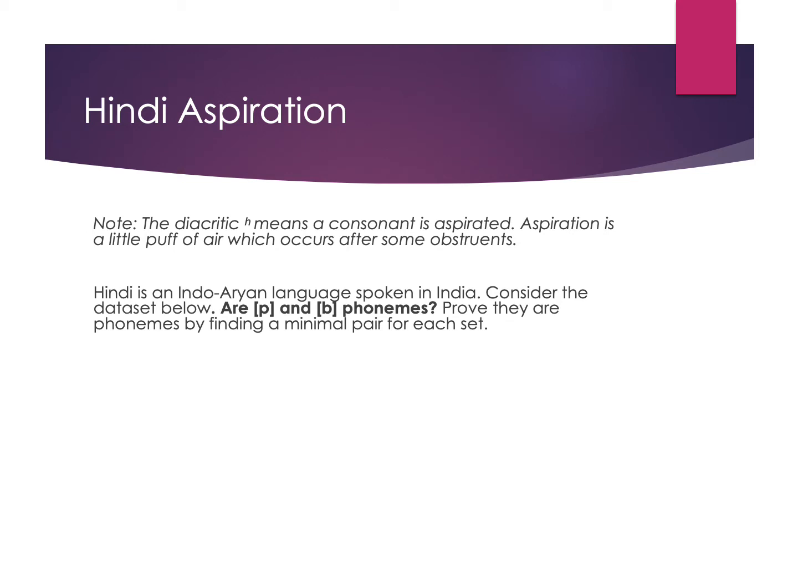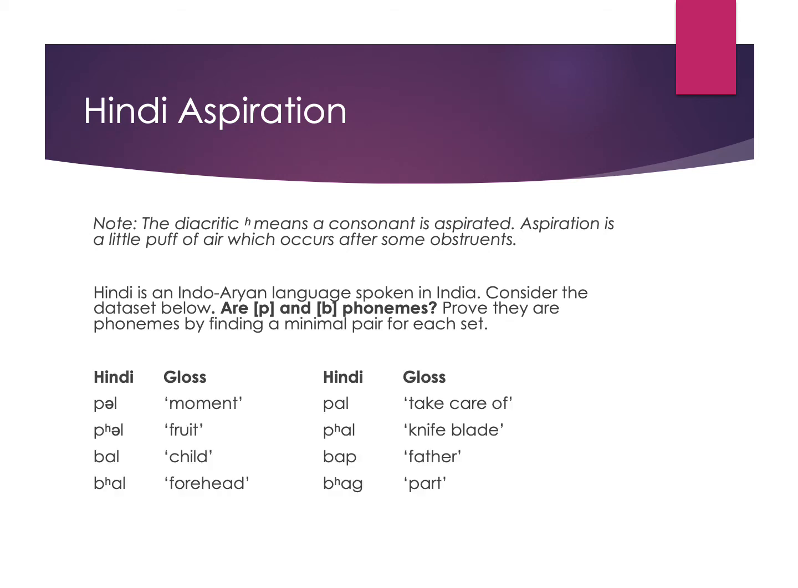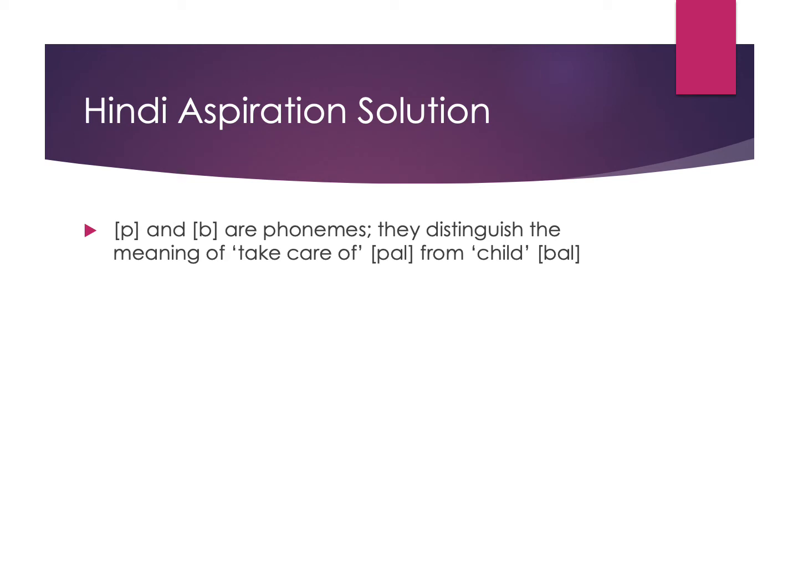But if we look at a set of sounds and we're comparing our P sound and our B sound, note that we're only looking at the ones that aren't aspirated right now. Do we find a minimal pair specifically between those two sounds? So remember, when you're looking for minimal pairs, it has to be between the sounds that you're looking for. If you find other ones, that's not really helpful for the point of the question you're looking at. But in this example, you can see that we have pal, take care of, and bal, child. And the only difference between those words is the P or the B sound. So that does give us evidence that these are separate phonemes. They distinguish the meaning of take care of from child.